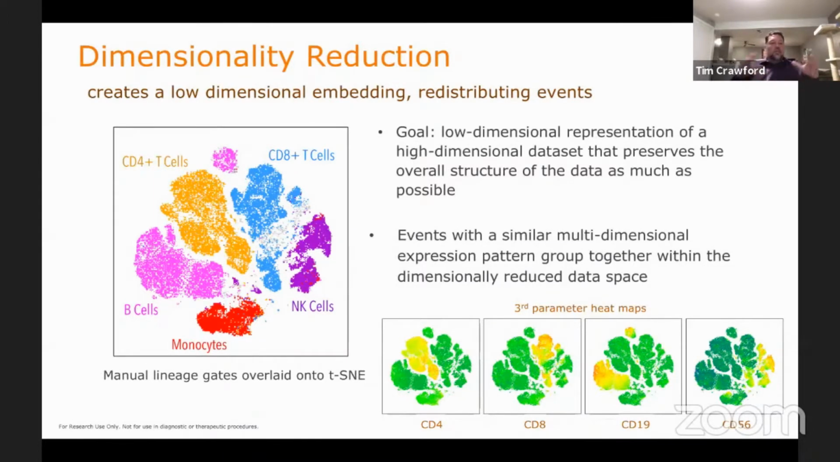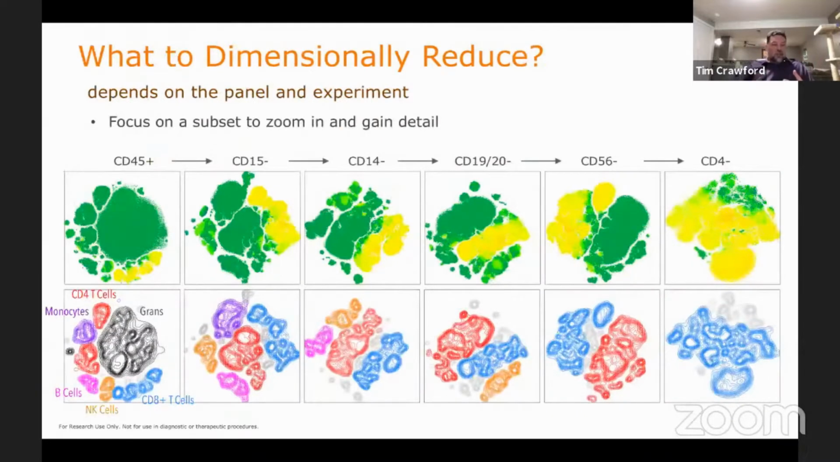But you don't have to always look at everything. You don't have to zoom out and see your entire system, all the lineages together. It may be prudent to actually gate away some of the cells, cleaning up your data down to a specific lineage. And this is, again, always dependent on your experimental question and what you're focusing on with the panel that you're employing here.